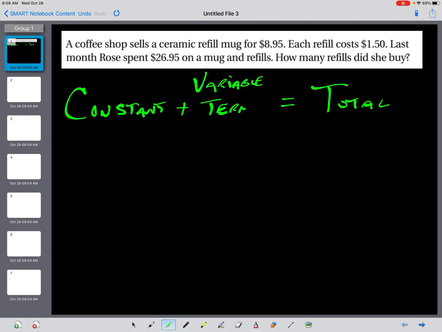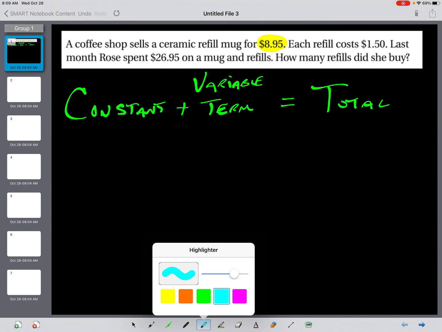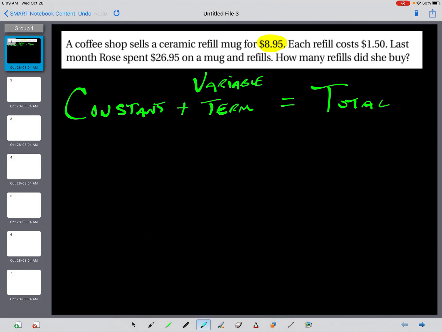All right, let's try to make sense of all this here in the problem. Here we have an upfront cost where you buy the mug for $8.95. We also have a total. We know that she spent a total of $26.95, so that we can at least fill into the equation underneath total, right? And then we have, again, that constant. We can write that in here, $8.95.